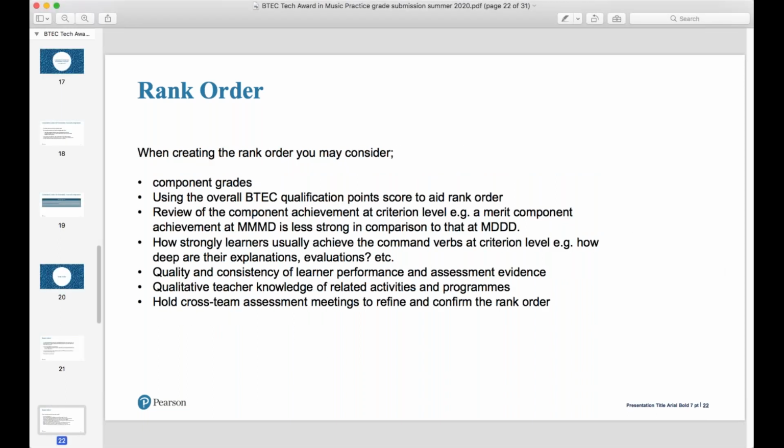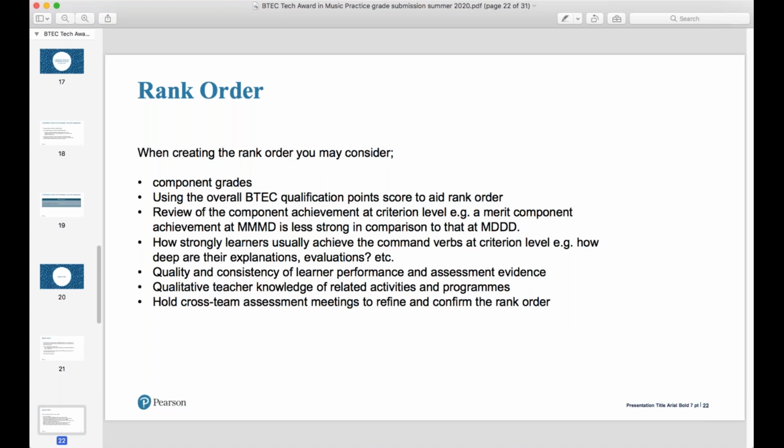So again, a couple of questions around this. Do we submit separate rank for each year group? No, it is the one rank order for all learners registered on the programme. If we are not submitting calculated grades for learners in the first year of the course, do we still have to include them in the rank order? Yes, each learner who's registered on the programme would need to be included in that rank order.